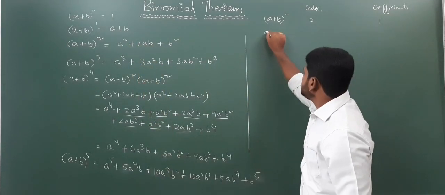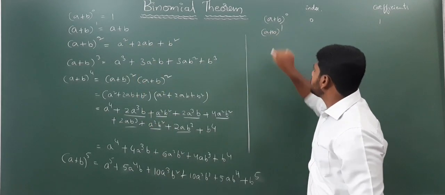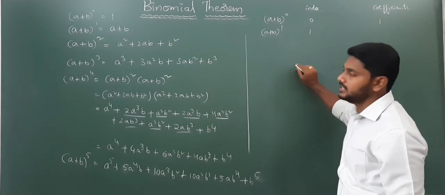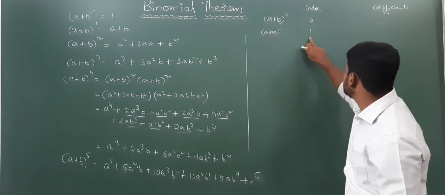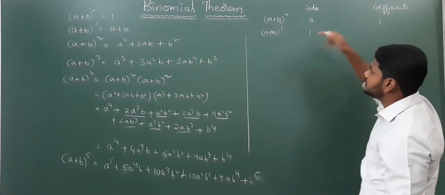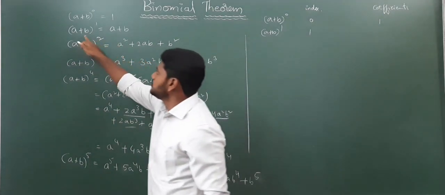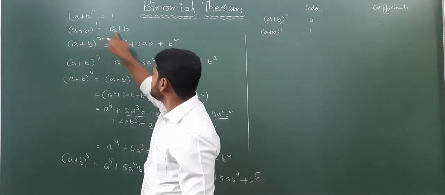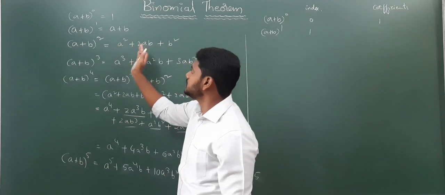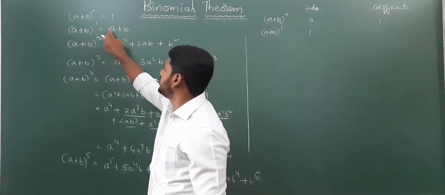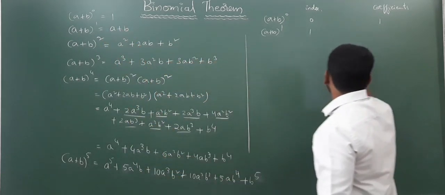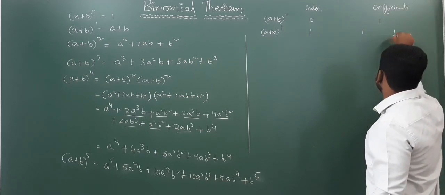Next, in the expansion of a plus b whole power 1, what is the index? Index is 1. If index is 1, what are the coefficients we got in that expansion? a plus b whole power 1 means coefficients are here 1, here 1. Coefficients are nothing but the numerical value before the term. This is 1 and 1. So here I will write 1, here I will write 1.